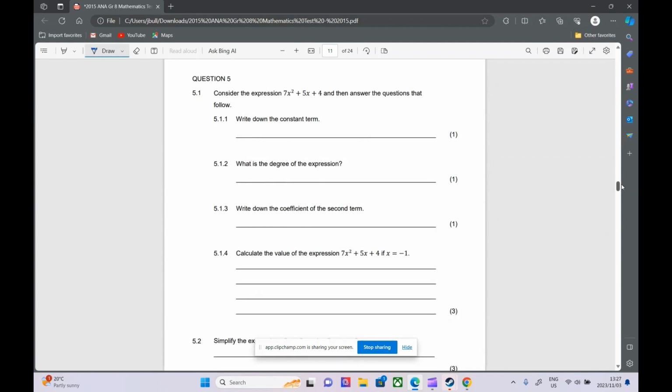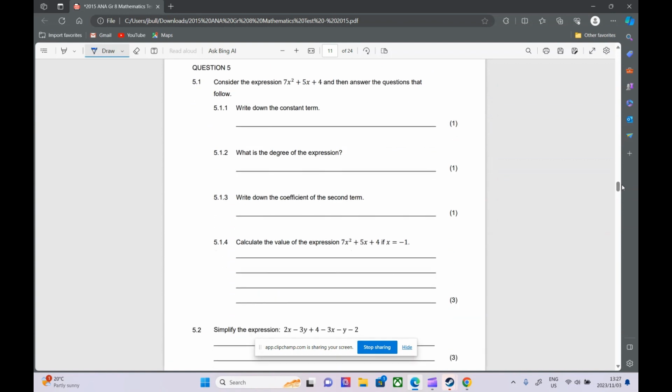If we have a look at question 5, we've got an algebra question. They're asking us a few questions here. First of all, they say, write down the constant term. The constant term is always just the number that doesn't have any variables, so it doesn't have any x's or any y's. We can see our constant term here is this 4. So nice, easy mark there.